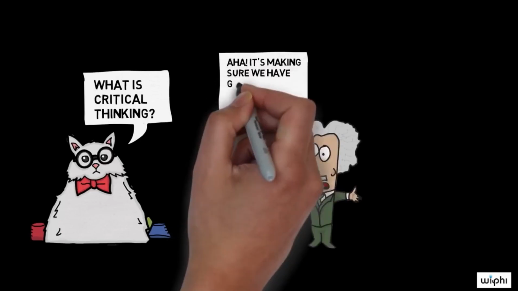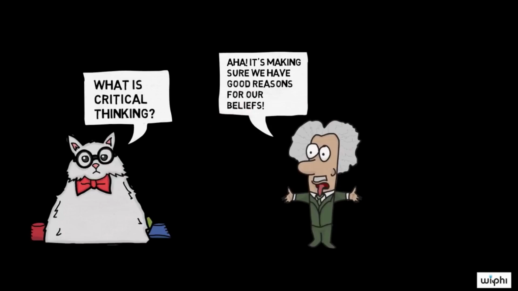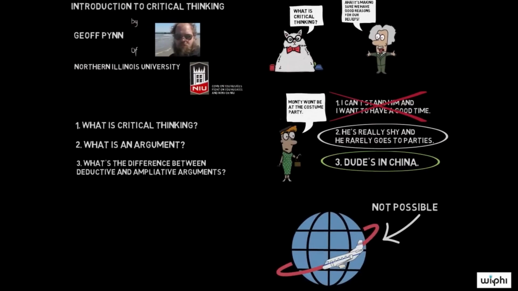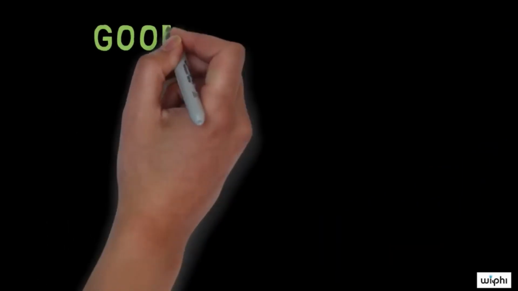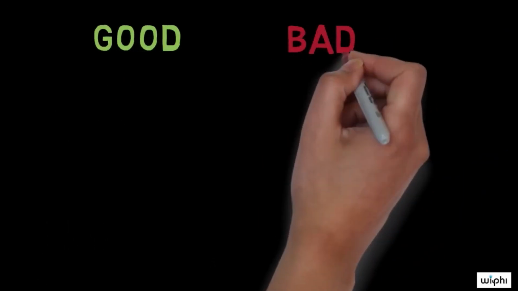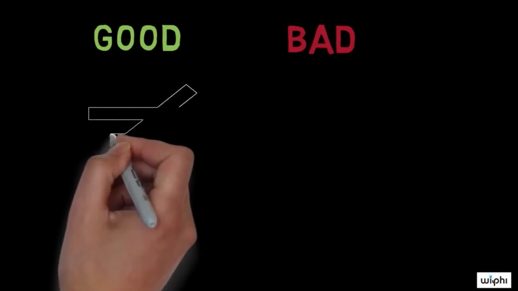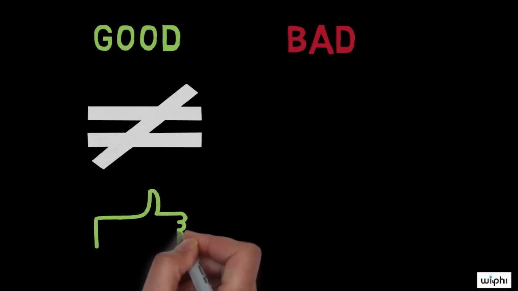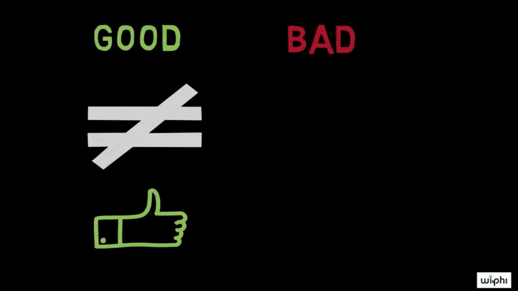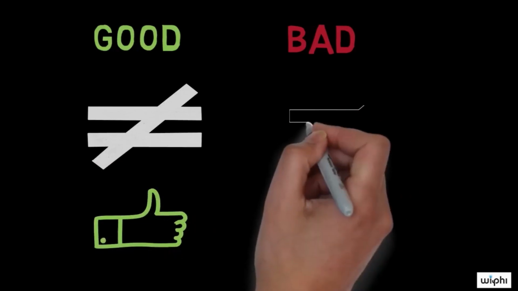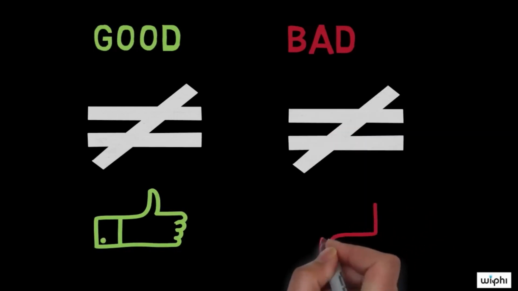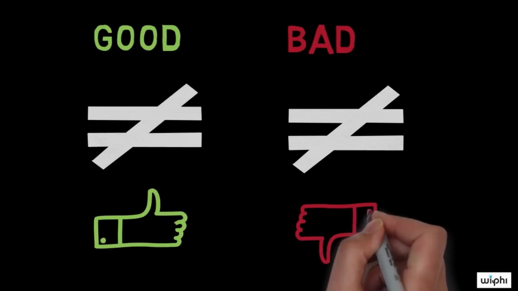So critical thinking is making sure we have good reasons for our beliefs, and so one of the essential skills that you learn when you're studying critical thinking is how to distinguish good reasons for believing something from bad reasons for believing something. Now, it's worth saying something about how I'm using the term good here. I'm not using it to indicate anything having to do with morality or ethics. So it's not morally right or morally good to believe something on the basis of good reasons. Similarly, it's not morally wrong or evil or wicked to believe something on the basis of a bad reason.